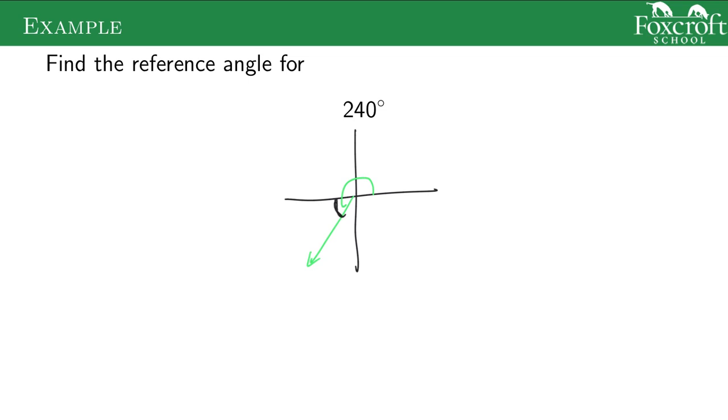And I know if I take the straight line, the half a circle, 180, and I add my reference angle, then that's going to give me the green angle, 240, right? The half, the 180, plus the little black part, the reference angle, together those give me the full green angle, 240. I subtract 180 from both sides and I get 60. So my reference angle is 60 degrees.